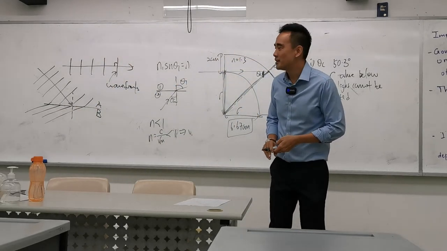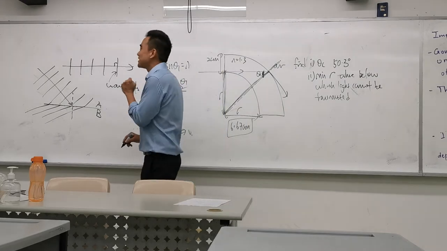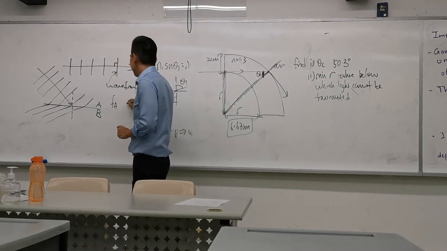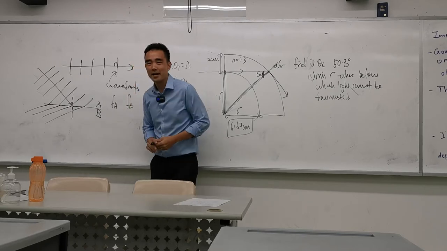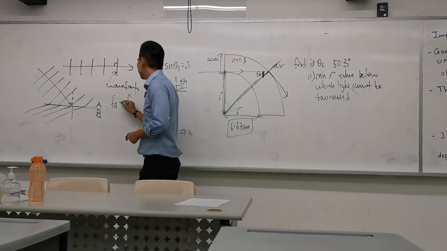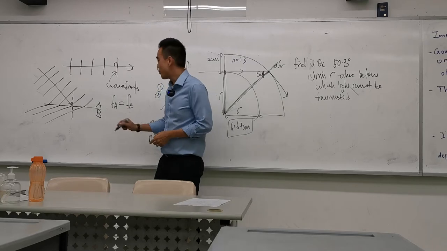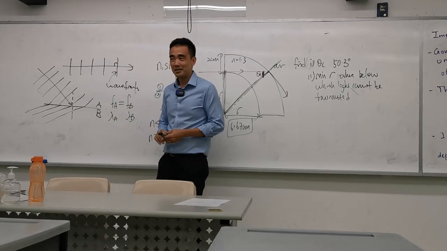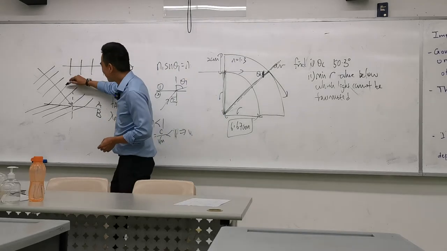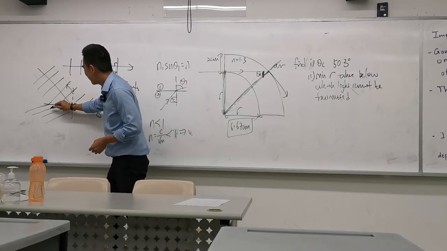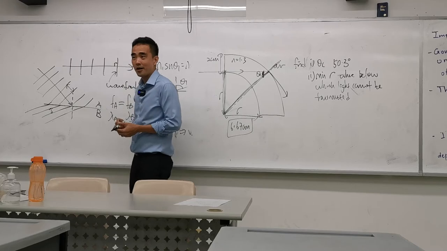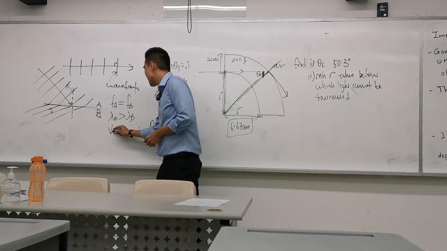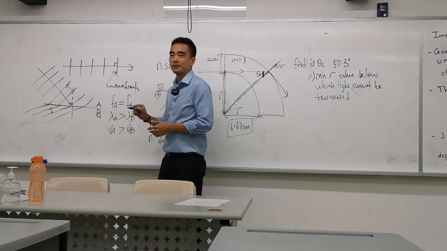So how do you know that it is faster? Well, there are some very important rules. Frequency in A and frequency in B, how do they compare? Same, correct. And then how about wavelength in A and wavelength in B? Which one is bigger? A is more than B, therefore V of A is more than V of B.